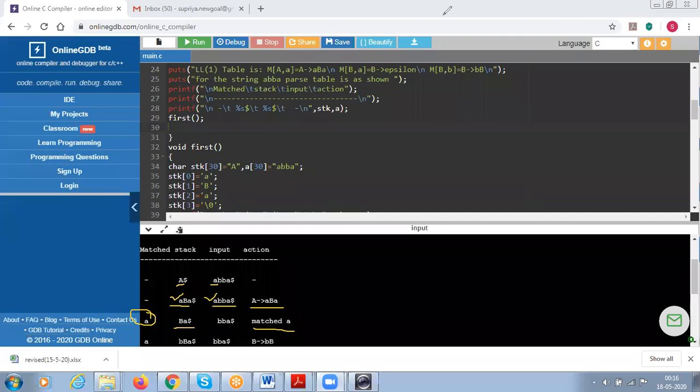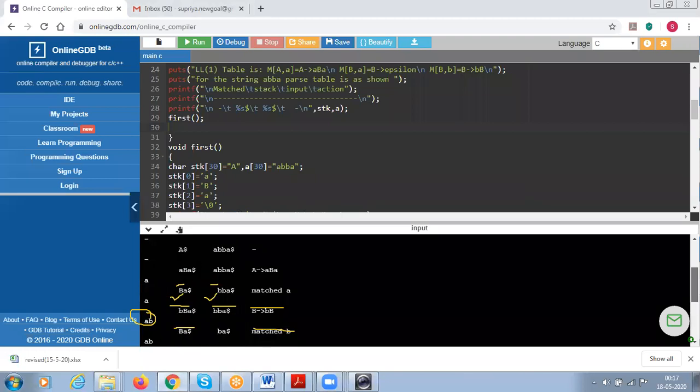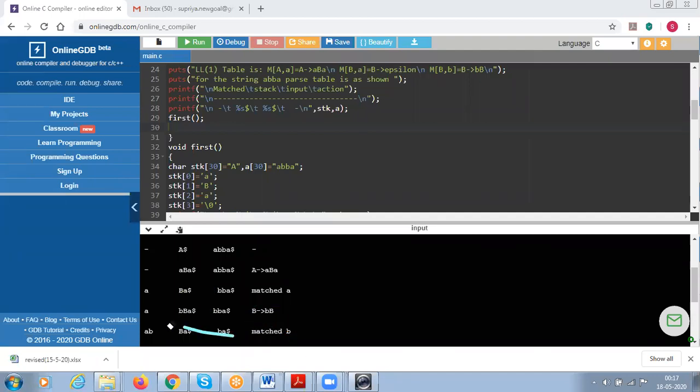Now, if you continue with the further analysis of the grammar, everywhere that there is B, you need to check the marking entries. The next symbol on the stack is B, and on the input string is small letter B. So you check M of B comma B, and the entry is B derives BB. Wherever there is capital B on the stack, you replace it with BB. A remains as it is on the stack.